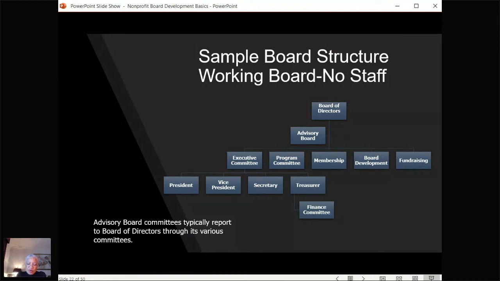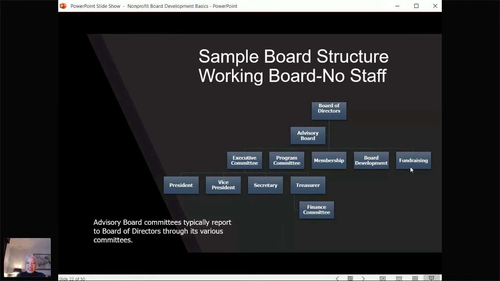All right, so the way this is structured is they have a board of directors, and then they have an advisory board that reports to the board of directors. There's an executive committee that is comprised of the president, the vice president, the secretary, and the treasurer, and the treasurer heads the finance committee. Then there are the program committee, the membership committee, the board development committee, the fundraising committee, and any other committee that you might have.